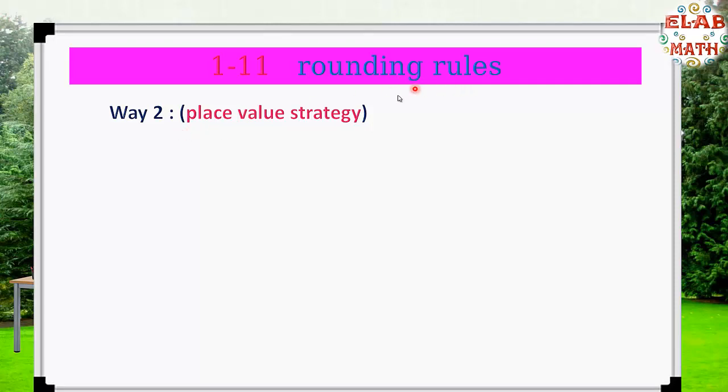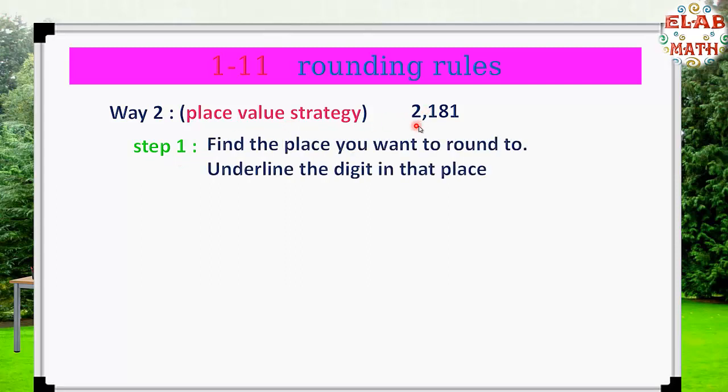We said we have two ways, two rules to make rounding. Second way, place value strategy. How can we use a place value strategy to make rounding? You should follow 3 steps. First step, if you have a number like this and you want to round using the place value strategy, find the place you want to round to. We want to round to 1000. Where is the thousands place? Here.